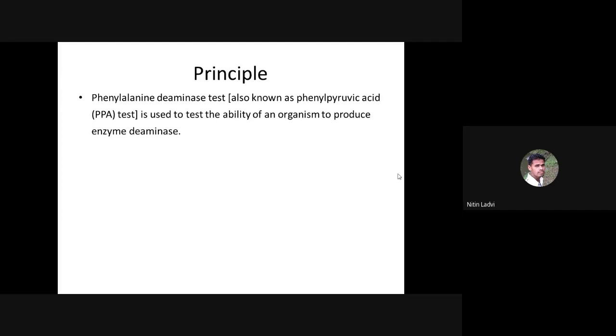And obviously we are detecting one type of end product in this particular test, which is called phenyl pyruvic acid, and that's why the phenylalanine deaminase test is also sometimes called a PPA test. PPA stands for the end product or breakdown product obtained by the deamination of the amino acid phenylalanine. So PPA stands for phenyl pyruvic acid, and that's why this test can also be called a PPA test. It is basically used to test the ability of different types of organisms to produce the enzyme deaminase.